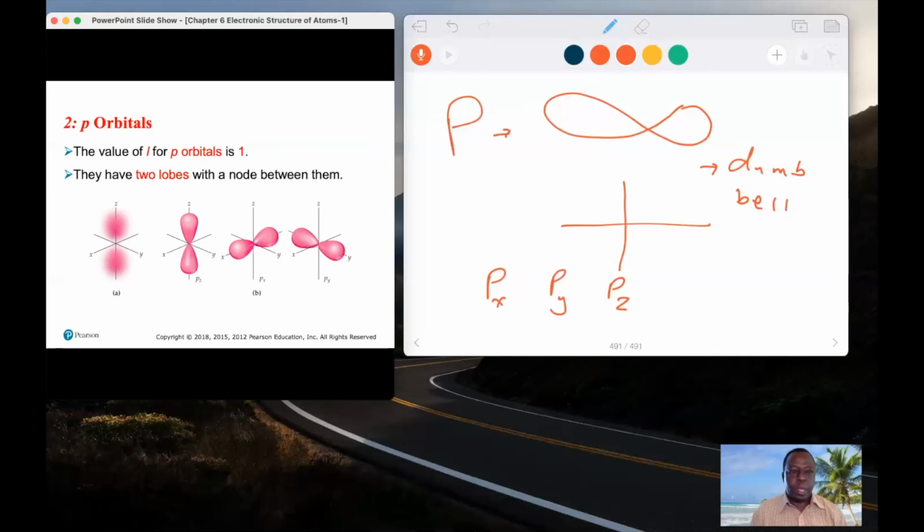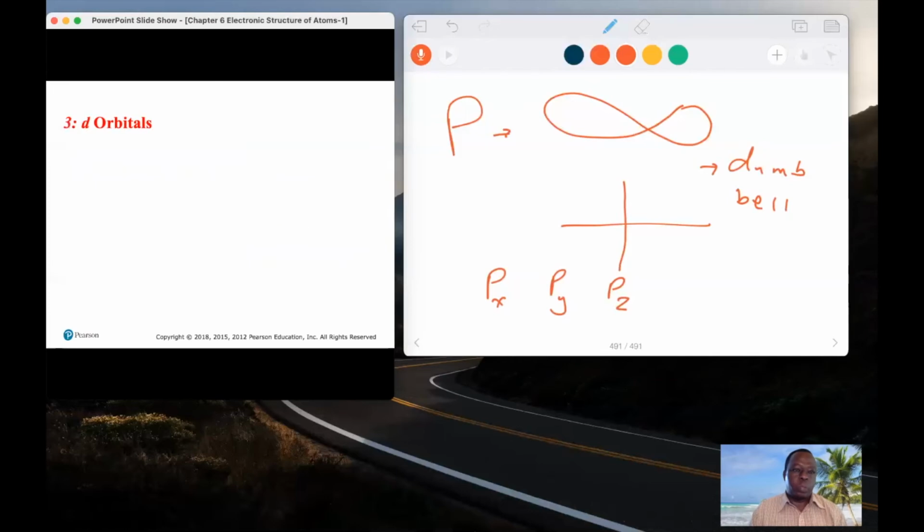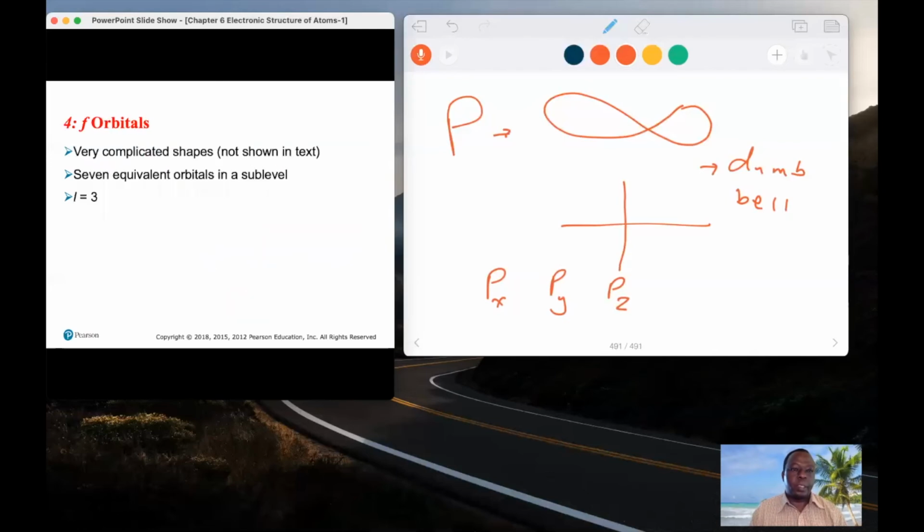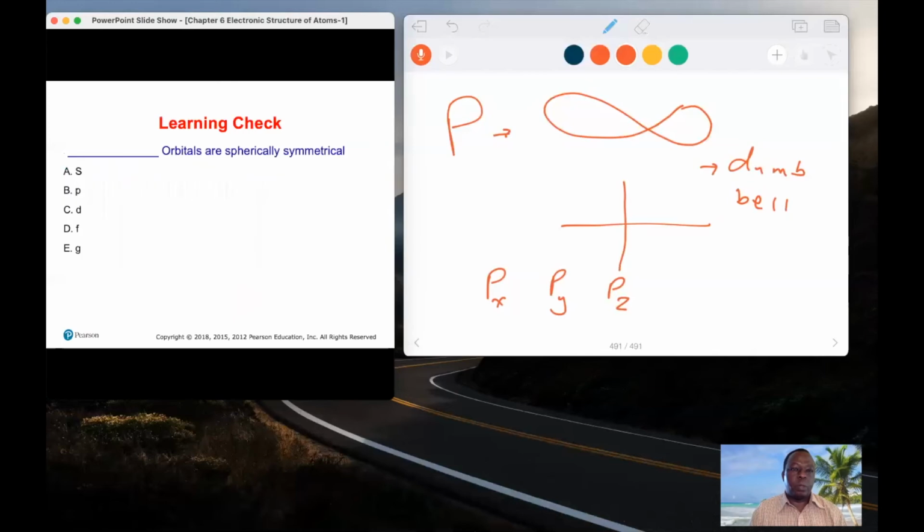Remember the three p lobes, then four lobes for the d orbitals, and this will be another layer. Which orbitals are spherical? The s orbitals. They are spherical. These others are dumbbell-shaped, these are curved. I mentioned that.